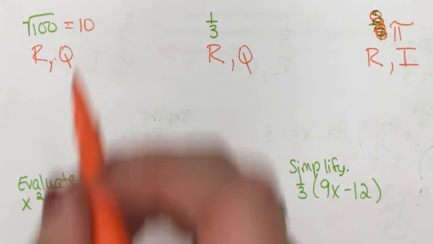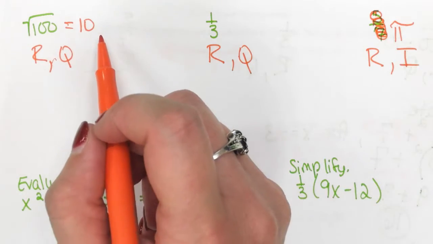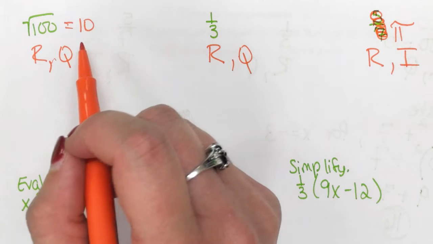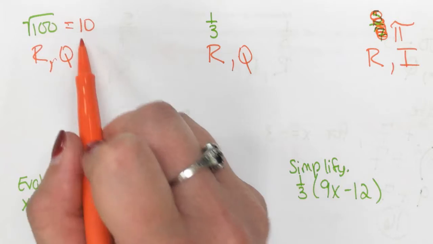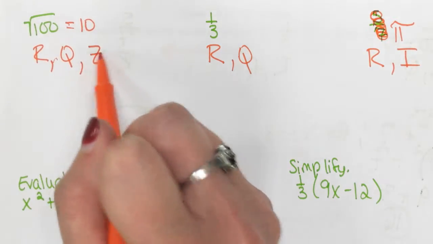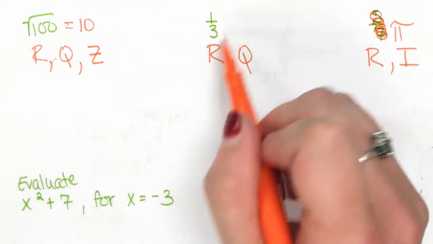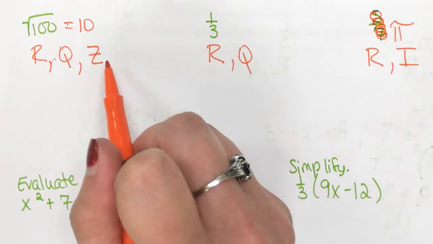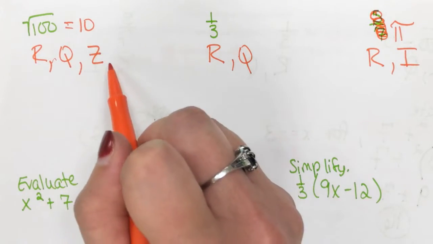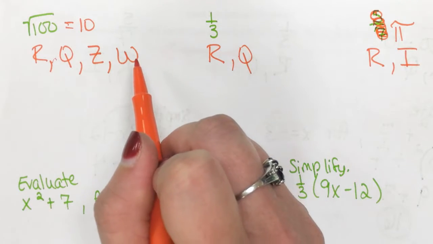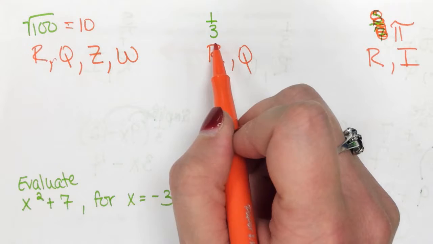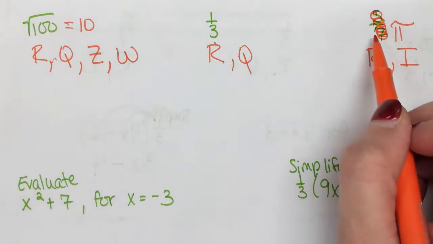All right, then you go to integers. Integers were negative numbers, 0, and positive numbers, no decimals. No decimals. Is this an integer? Yeah. Is this an integer? No decimals, right? Is this an integer? No. All right, then you go to whole numbers. Is 10 a whole number? Yes. Whole numbers were 0 and positives, no decimals. Is this an integer? I mean, excuse me, is this a whole number? This is a whole number.